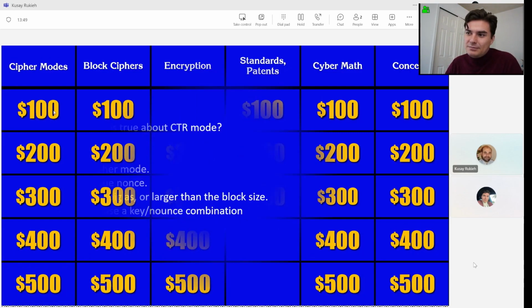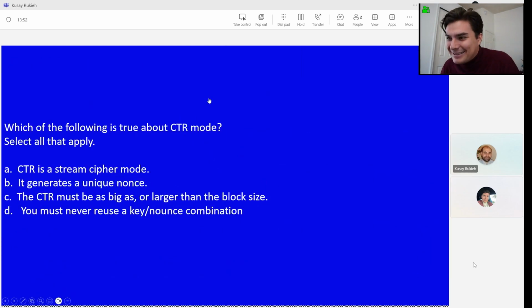Oh, these are tough questions. The cipher modes. Where's the following true about CTR? Okay, so counter mode. With counter mode, it is a block cipher to a stream cipher. So I want to say it does generate a unique nonce. So I want to say A, B, C, and ooh, I'm a little bit unsure about D. Can I phone a friend there?